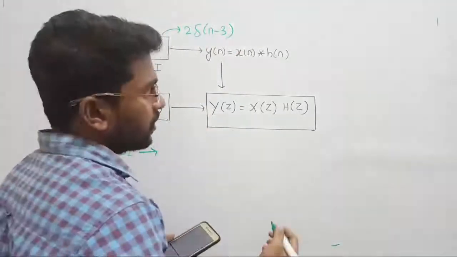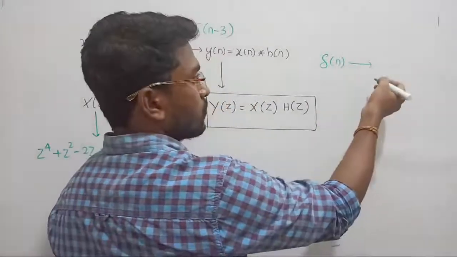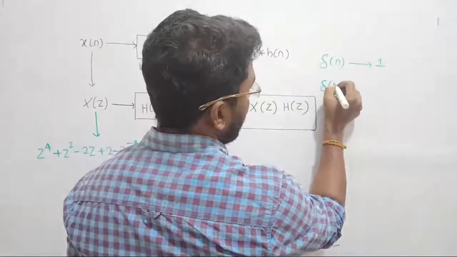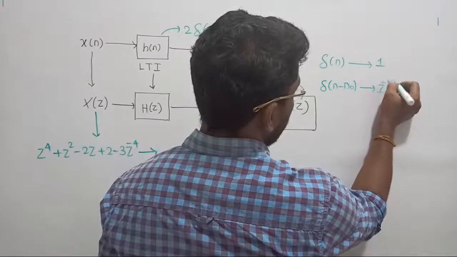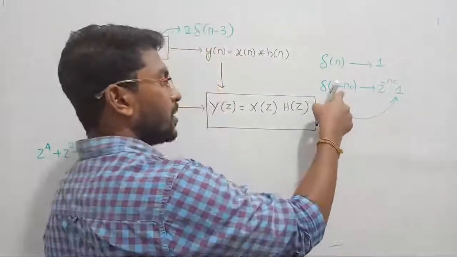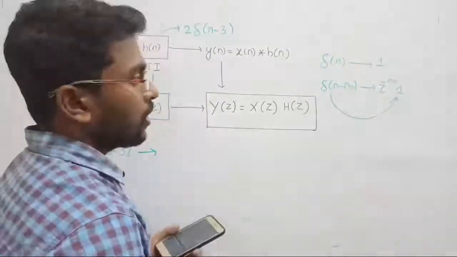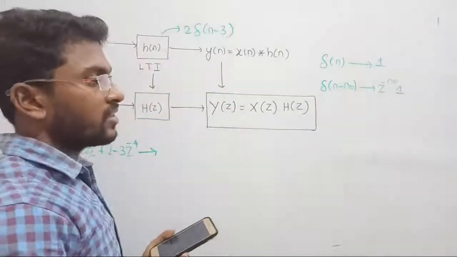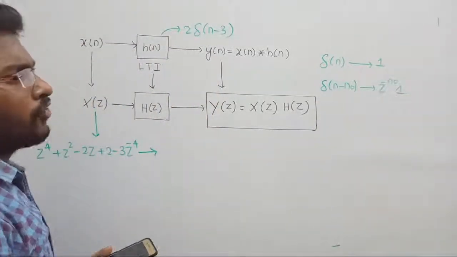Now let us use the shifting property. We all know for del of n, its corresponding z transformation is 1. We saw already. Similarly, if I am doing shifting, del of n minus n naught can be written as z power minus n naught into 1, because for del of n the transformation is 1. If it is shifted by n naught, then you can see the exponential shifting, that is z power minus n naught.